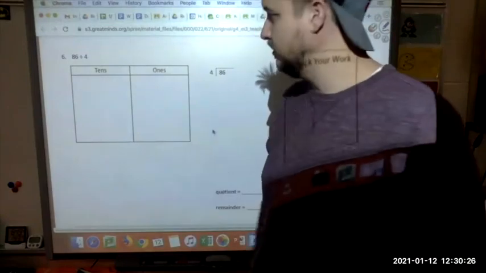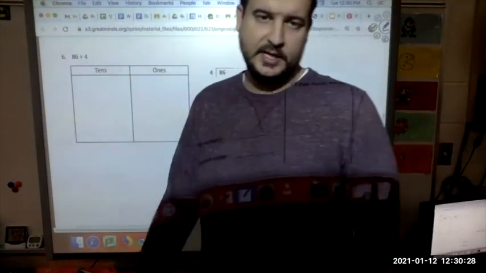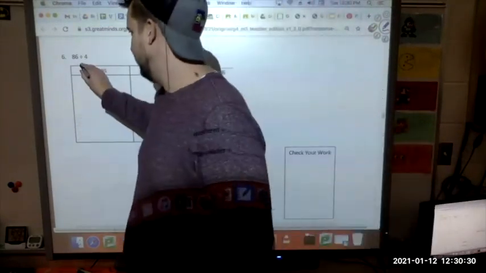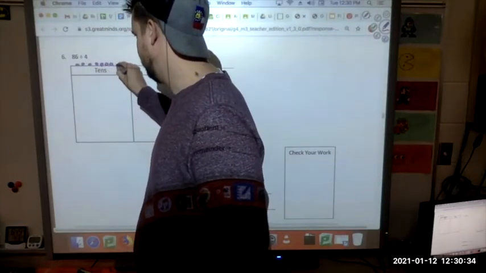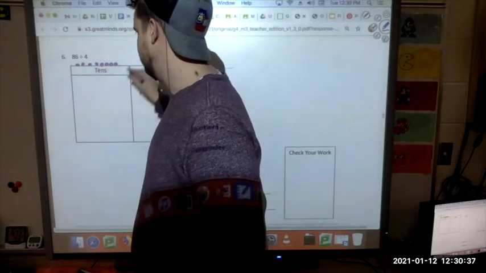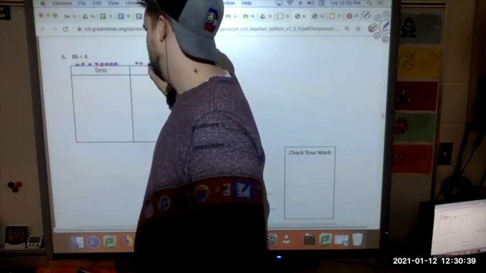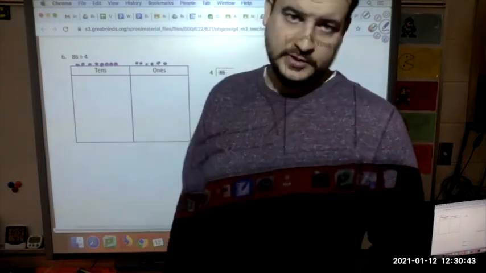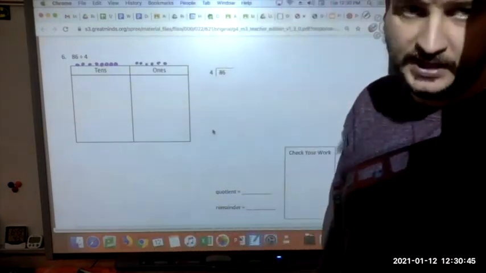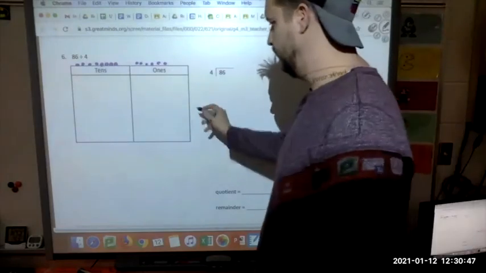So the first thing we need to do is break up 86 on top. So we've got 8 tens, 1, 2, 3, 4, 5, 6, 7, 8. 8 tens and 6 ones. 1, 2, 3, 4, 5, 6. We're dividing by 4. Our divisor's 4. So that means I need to make 4 groups.